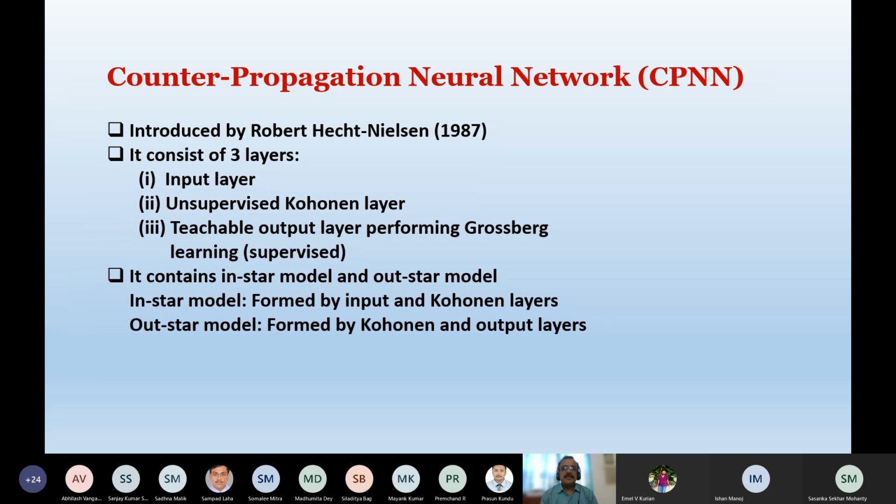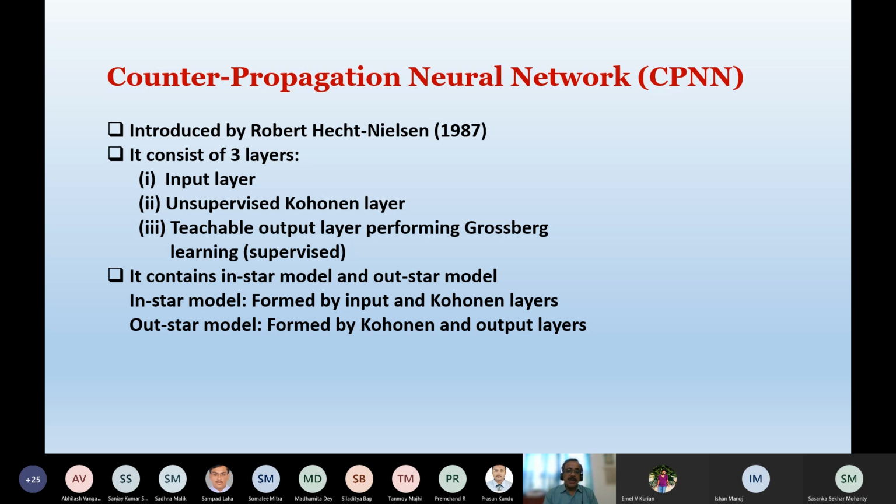Let us start with lecture number 33 of this course. Today I am going to discuss the principle of another popular neural network, called the counter propagation neural network, in short known as CPNN. The concept of CPNN was proposed in the year 1987.